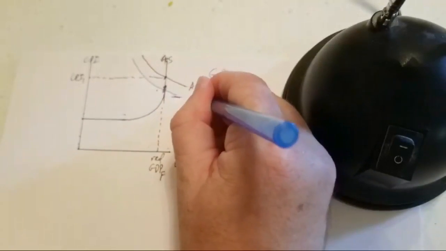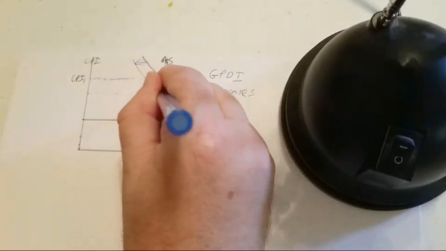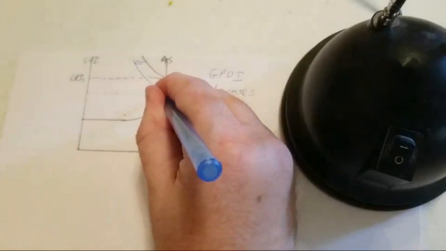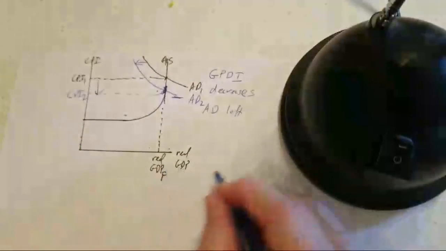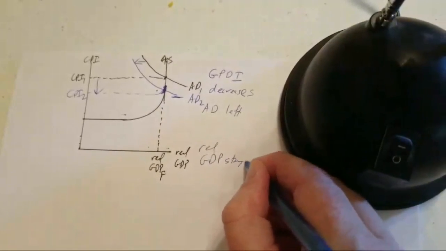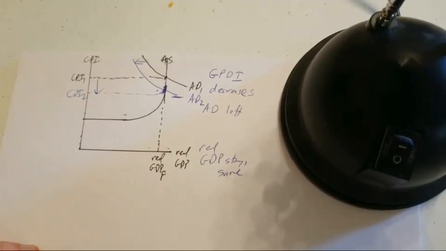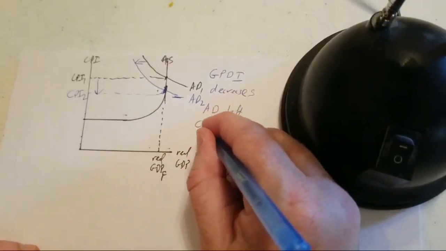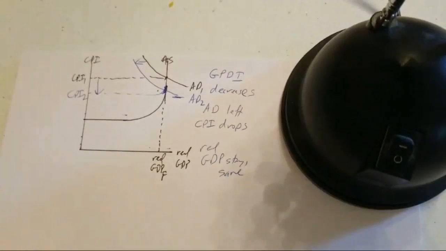Now, something to remember here, ladies and gentlemen, about vertical lines. Vertical lines have a fixed horizontal coordinate. Is there any change in the horizontal coordinate as the AD curve moves to the left? No, it's the same. Real GDP stays the same. What about price level? Oh, it's clearly changing and there's a difference. The new CPI is below the old CPI. So what does CPI do? CPI decreases, you could also say drops.